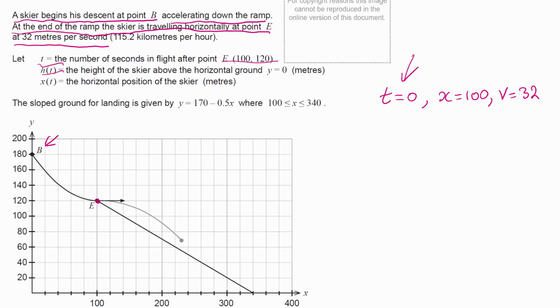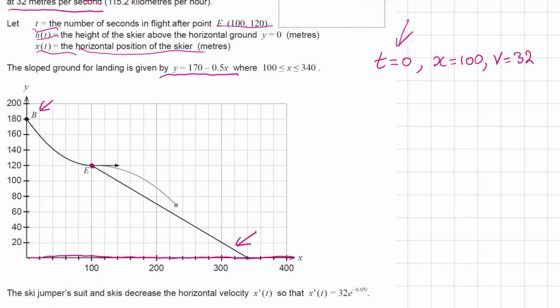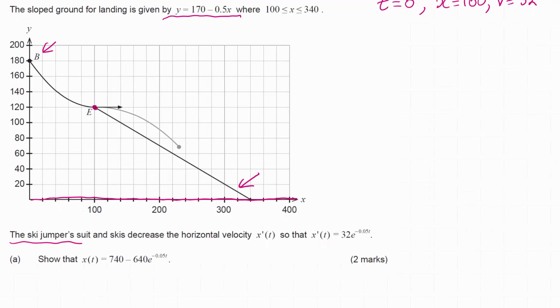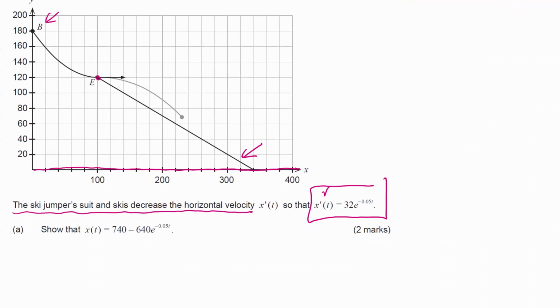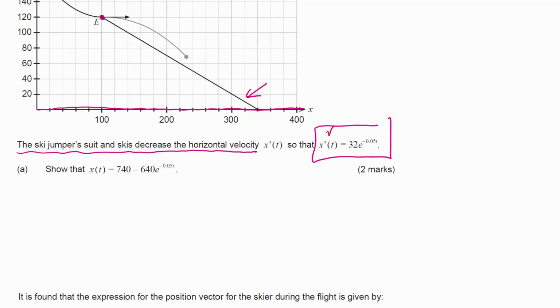h is the height of the skier above the horizontal ground, which is basically the x-axis, and x is the horizontal position of the skier at time t. The slope ground, which we can see just here, is given by y is 170 take away 0.5x. The ski jumper's suit and skis decrease the horizontal velocity so that x dashed, which remember is v, is 32e to the negative 0.05t. We want to show that x of t is equal to this.